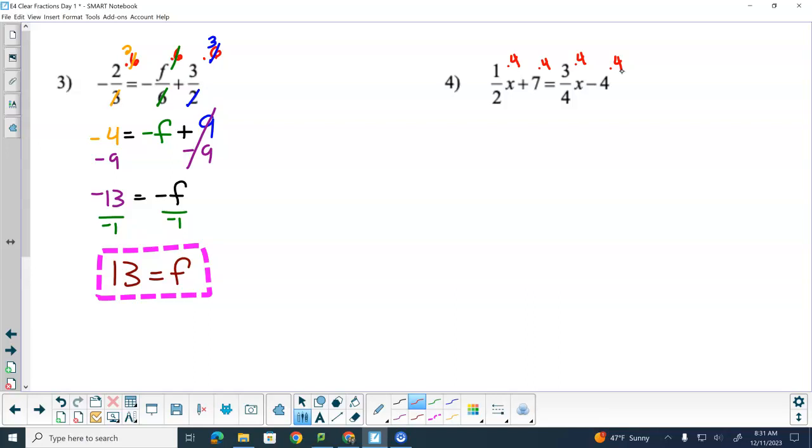1 times 4, 4 divided by 2 is 2, so then times x is 2x. 4 times 7 is 28. 3 times 4 is 12. Divided by 4 is 3. Four times 4 is 16.